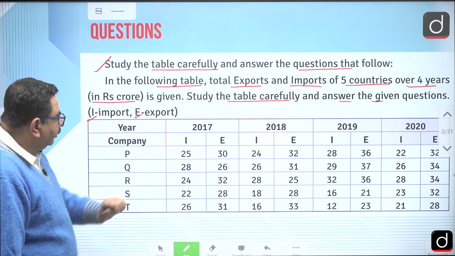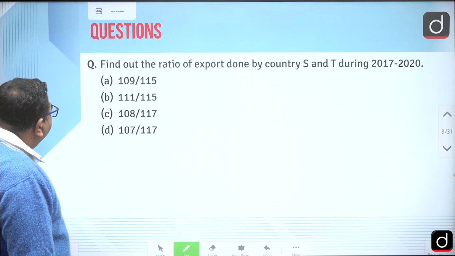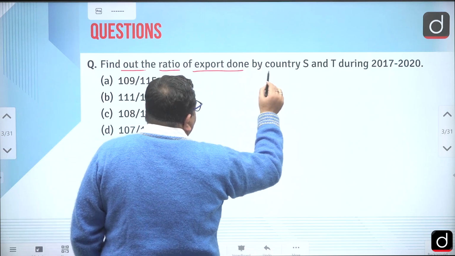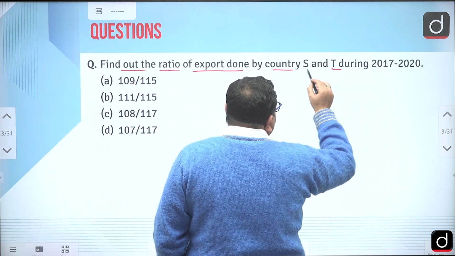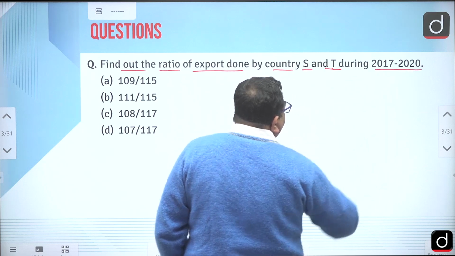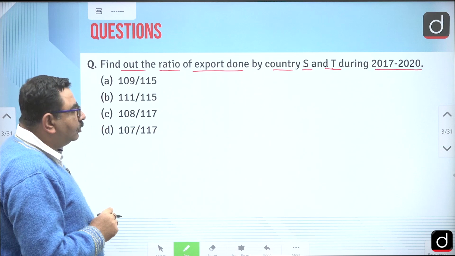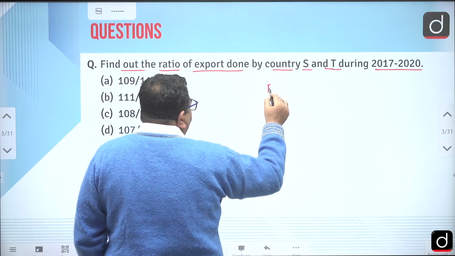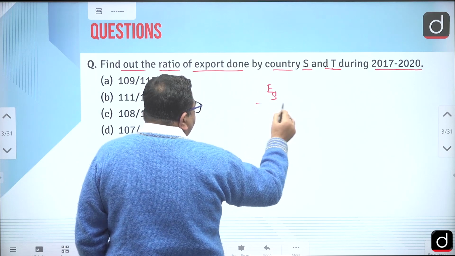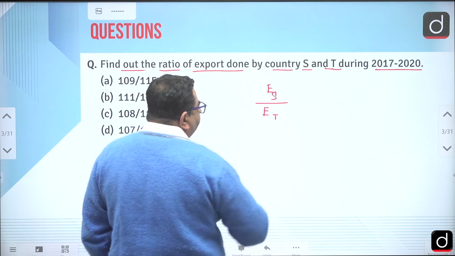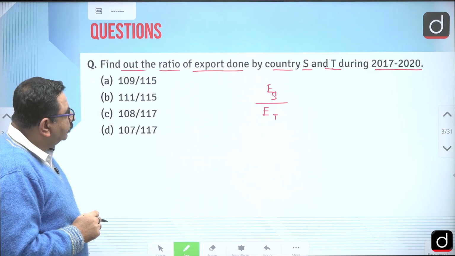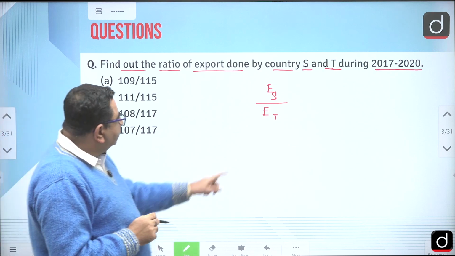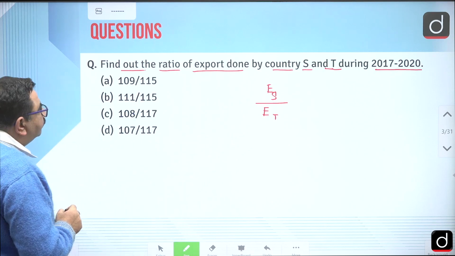Now on this table, let's see the first question. It says: find out the ratio of exports done by country S and T during 2017 to 2020. So what we have to find is the total exports by country S divided by the total exports by country T. Let's first find the total exports done by country S.